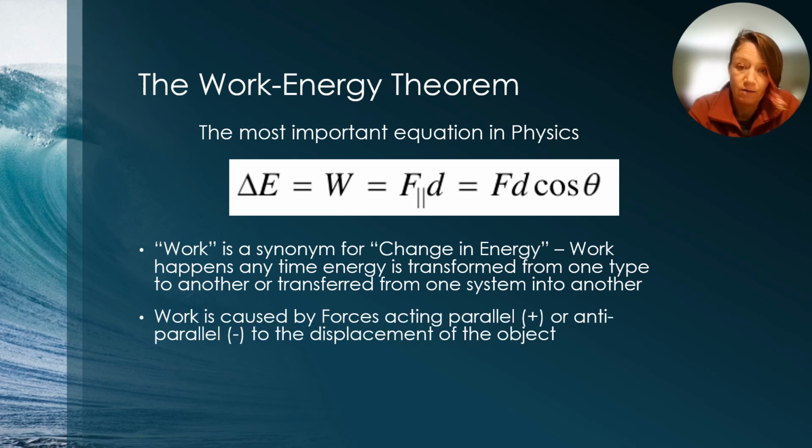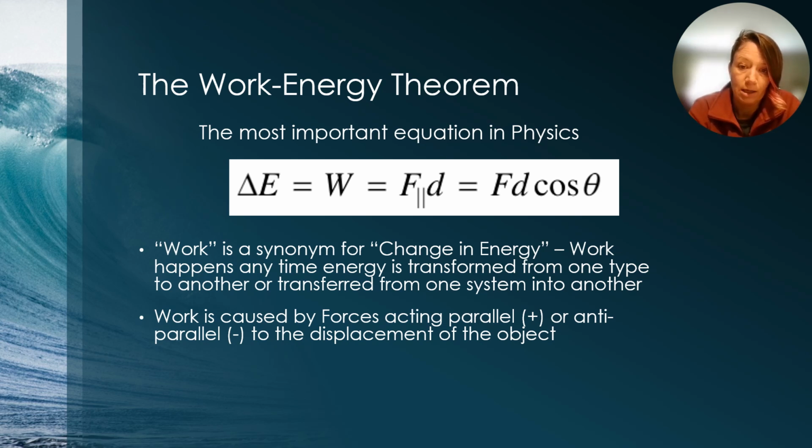The second half of this equation tells us how work is done, or how energy is transformed or transferred from one system to another. And the answer is through forces, right? That's where you see those F. And F can be any force, or it can be the net force, depending on whether you're interested in the work done by an individual force or the overall work done by a system.